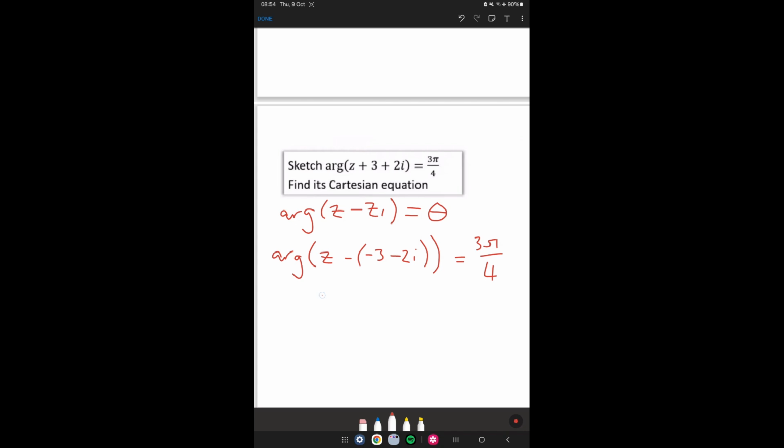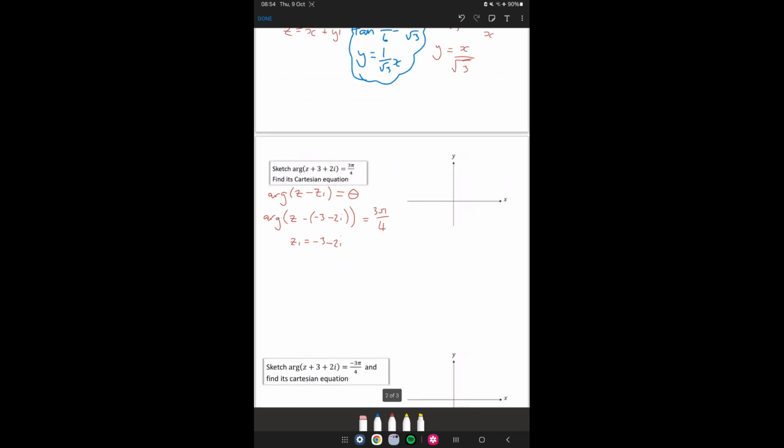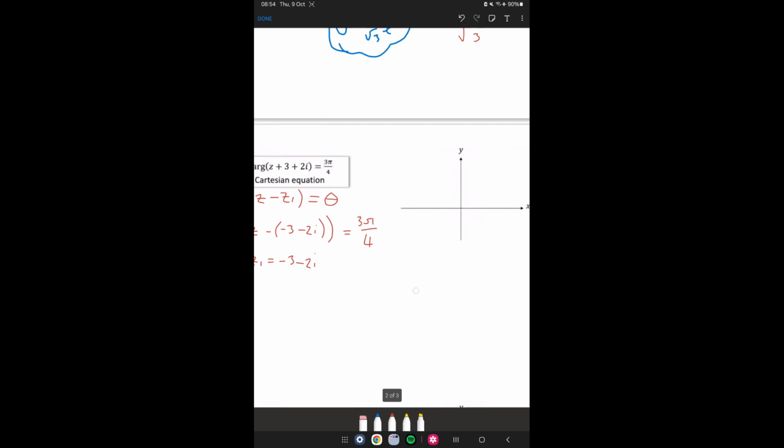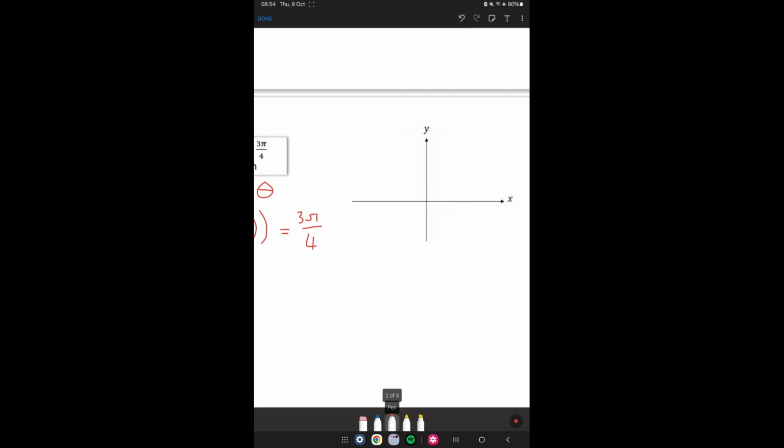So z1 here is minus 3 minus 2i. And now it doesn't say sketch it, but when you're doing these, it is far easier to sketch it. So let's find where minus 3 minus 2i would be. Well, minus 3 is probably about here. And then minus 2i is probably about here. So, they are our points. I'm trying to write a 2.